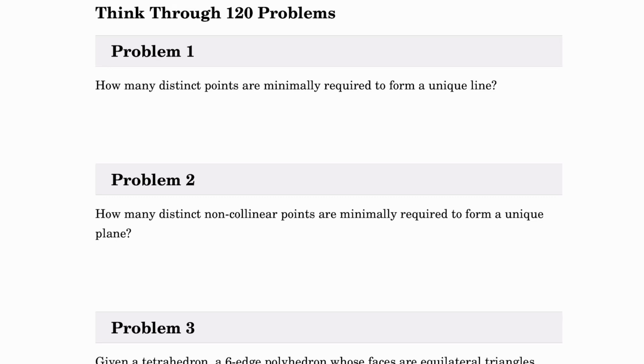Hello everyone, this video covers problems 1 to 5 from Think Through Geometry.